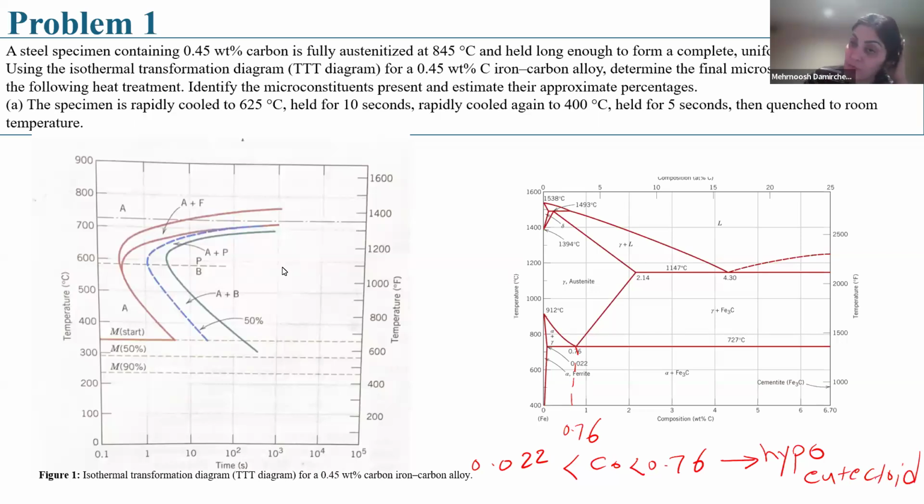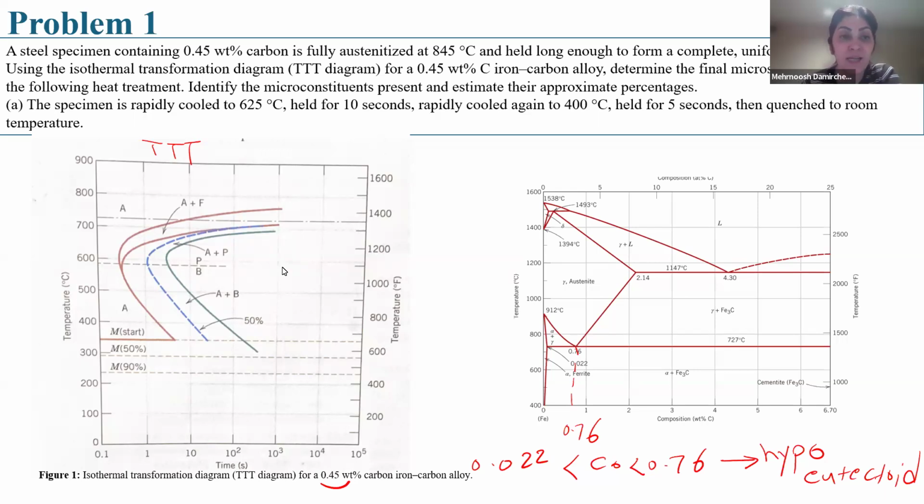And for different carbon weight percent, we have a different TTT diagram. What's the meaning of that? It means exactly for 0.45, we can use this TTT. You cannot use this TTT diagram for eutectoid, meaning C naught equals 0.76. So pay attention and use exactly the corresponding TTT diagram for a specific weight percent.